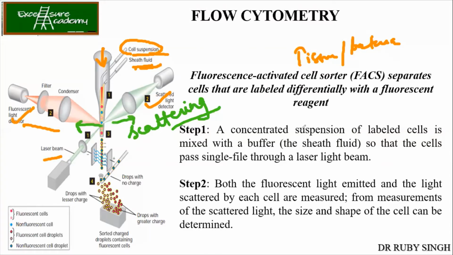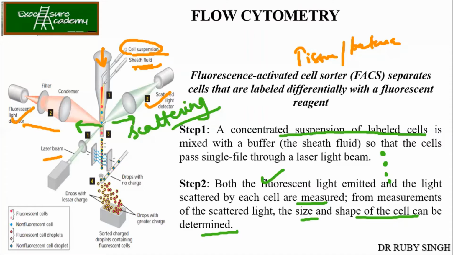Okay. So, as we see, a concentrated suspension of labeled cells is mixed with the buffer so that the cells pass single file through a laser light beam. It means a single cell is going to pass through the nozzle. Now, both the fluorescent light emitted and the light scattered by each cell are measured. Please remember, this has been asked before also. What kind of detectors are present? You have got both a fluorescent detector as well as the scattered light detector. From the measurements of the scattered light, the size and shape of the cells can be determined.